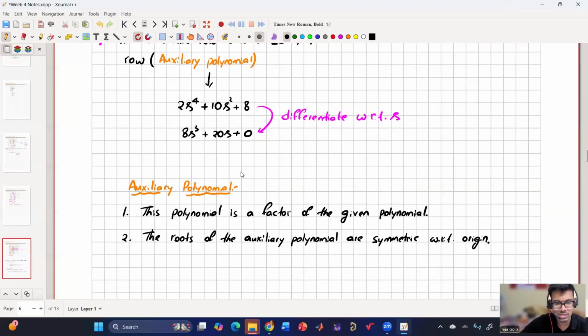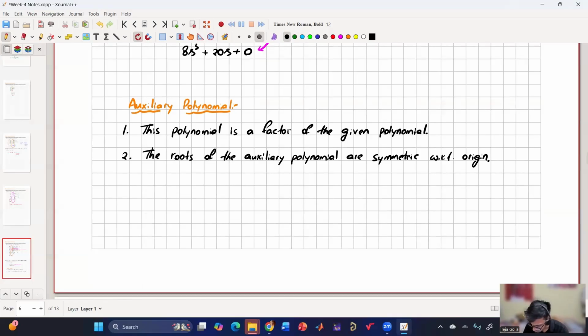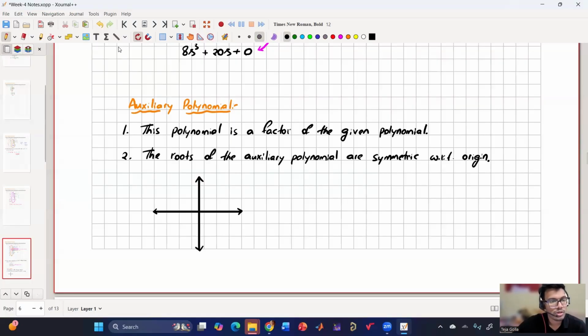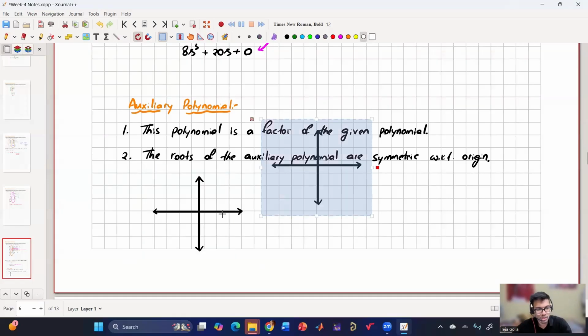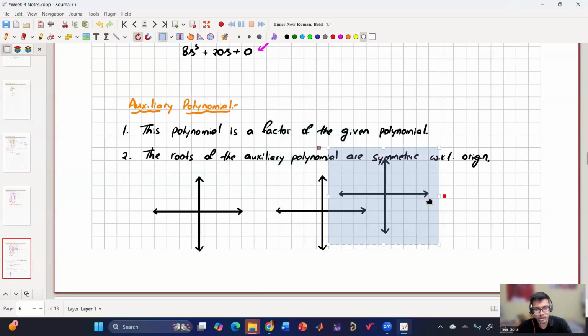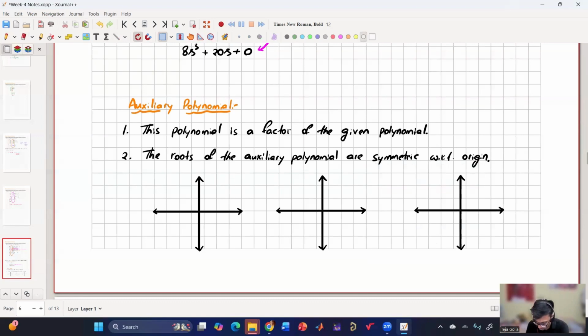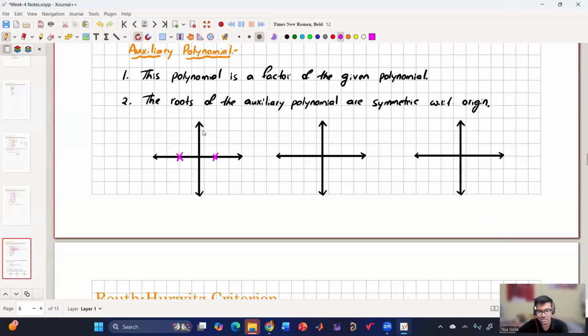So again, I'll consider three cases. What are the possibilities of the roots? So I'll consider one here, and then I'll just copy so that I'll use it for the other two cases. So if say the roots of the auxiliary polynomial are real and it has to be symmetric. So if one is positive, other one will be negative. And then one thing, so in this is the j omega plane, right?